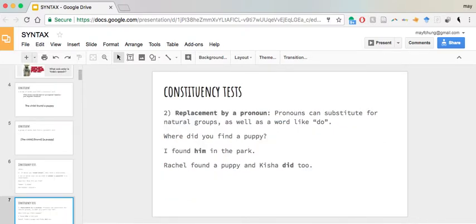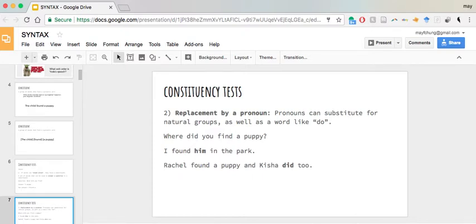Another constituency test is you could have a replacement by a pronoun. So we talked about in class how pronouns are substitutes for natural groups such as nouns, right? And if you replace a constituent, a group of words, with a pronoun, would the sentence still make sense? So, for example, if I asked, where did you find a puppy? And you said, I found him in the park. Then you could easily say, I found a puppy in the park. Where did you find him? So him is a natural replacement for a puppy.